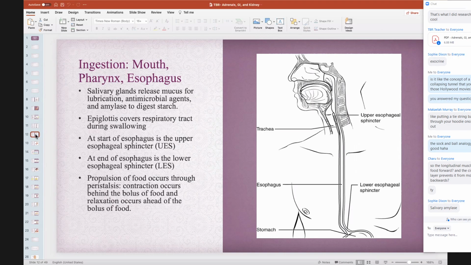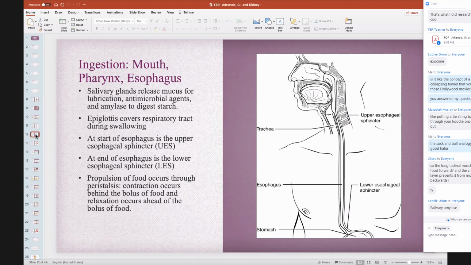As we swallow, we pass by a little flap called the epiglottis. As you swallow, the epiglottis will cover your respiratory tract. It's going to cover your trachea so that when you swallow, food goes down your esophagus and not your trachea. Some people have epiglottis issues and they can accidentally swallow food into their trachea. That's not good. That's aspiration. Aspiration can lead to pneumonia.